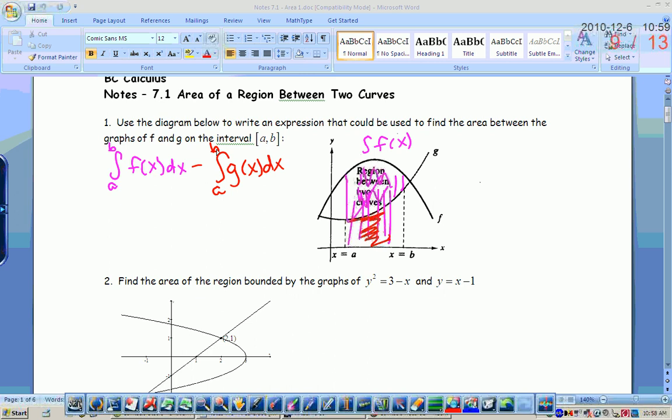Now, two integrals is always kind of messy. So the integral of something minus the integral of something else, especially between the same limits of integration, can just be written as the integral from a to b of the quantity f minus g dx. Like that. That's the easiest way to think about it, because then you just have one integral instead of two. All right, so that's our task for today, finding the area between two different curves.